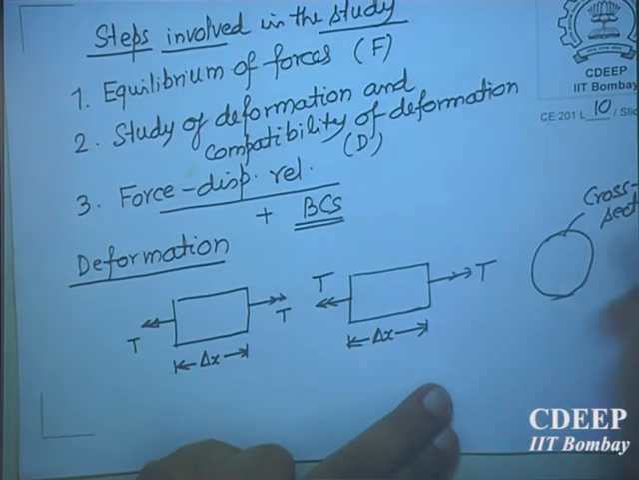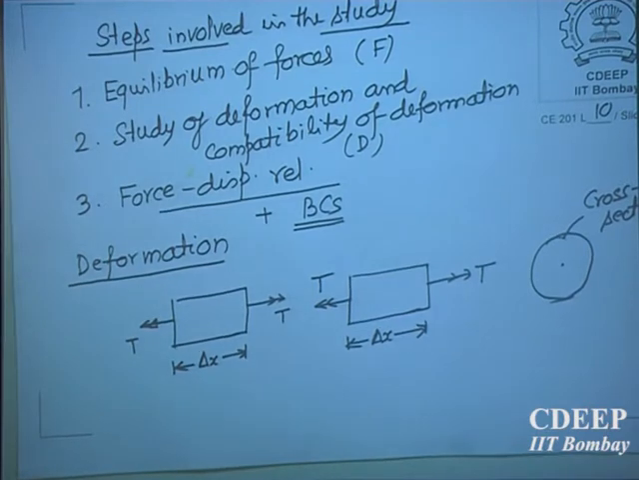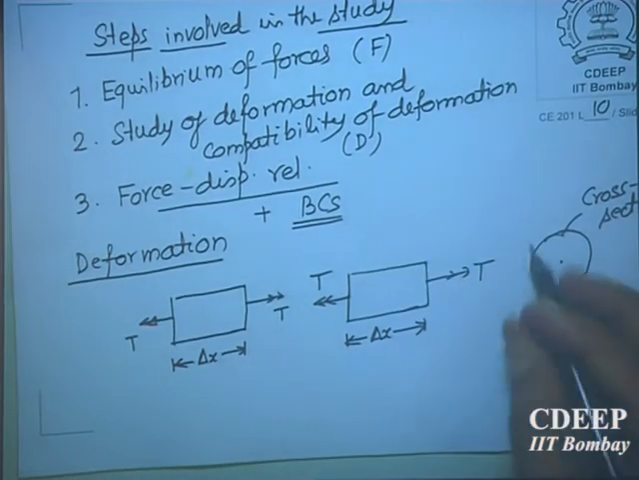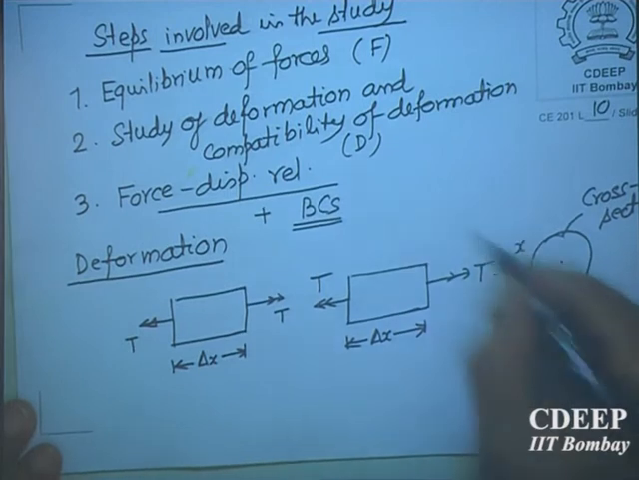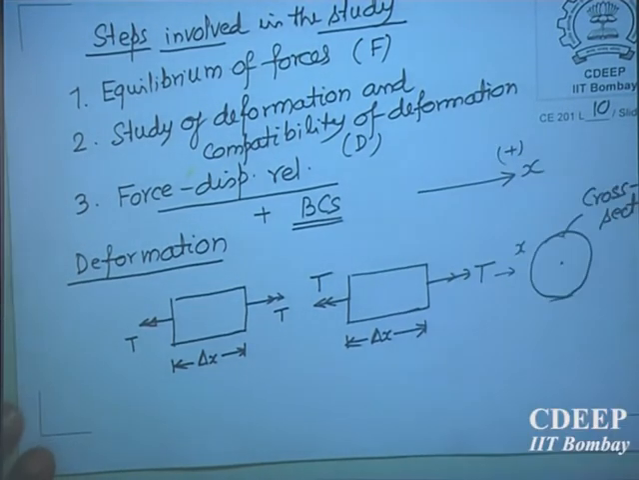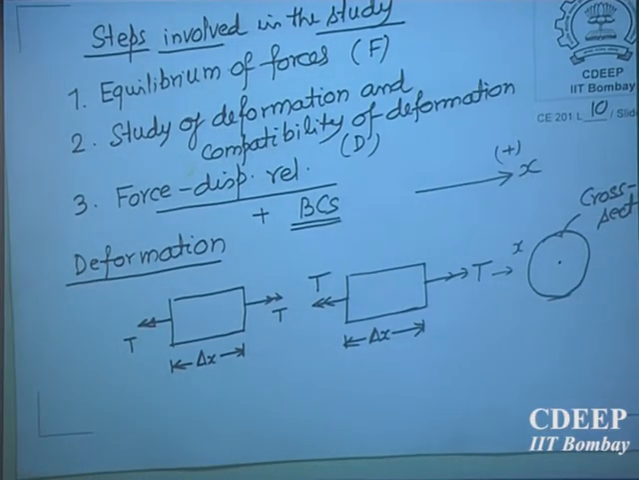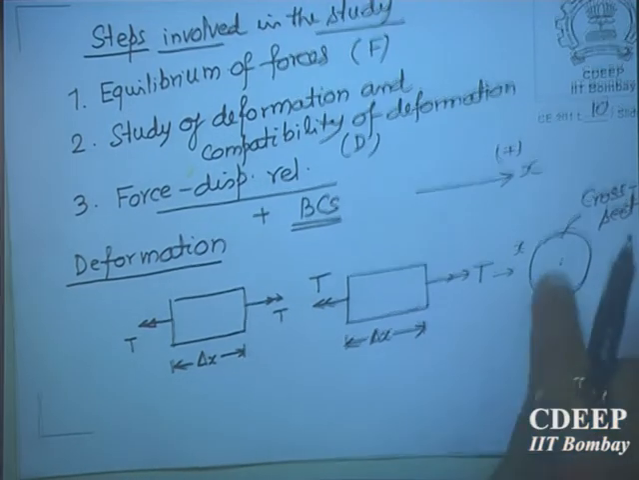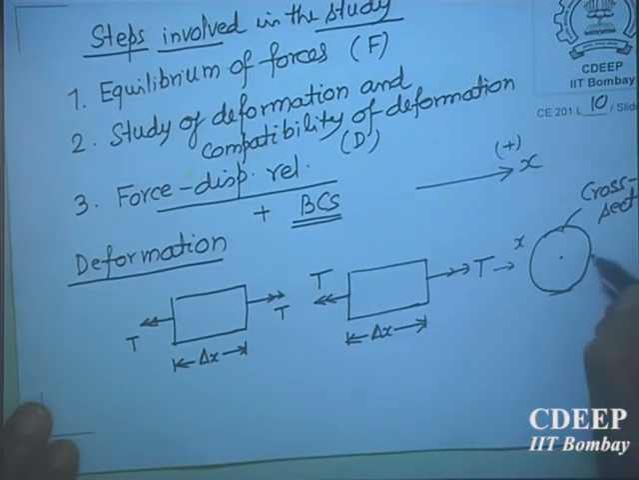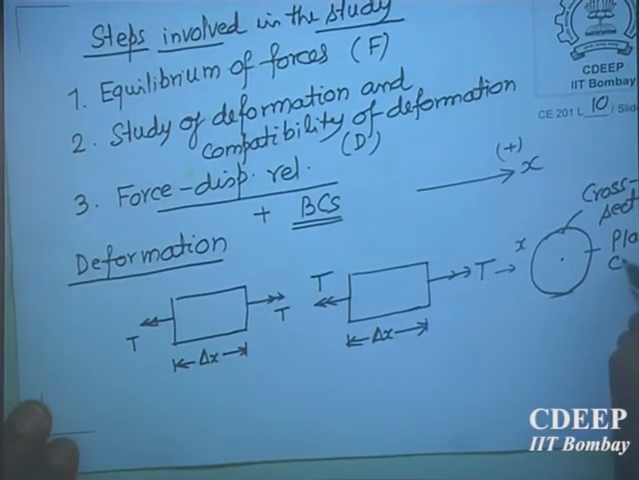Originally the cross section of this shaft is plane and circular. It is plane, it is perpendicular to the x axis. I have cut it perpendicular to the x axis. This is the x axis. X is in this direction, I am taking positive, left to right. So it is a plane and circular cross section. You must ensure that, yes, initially it is plane and circular.